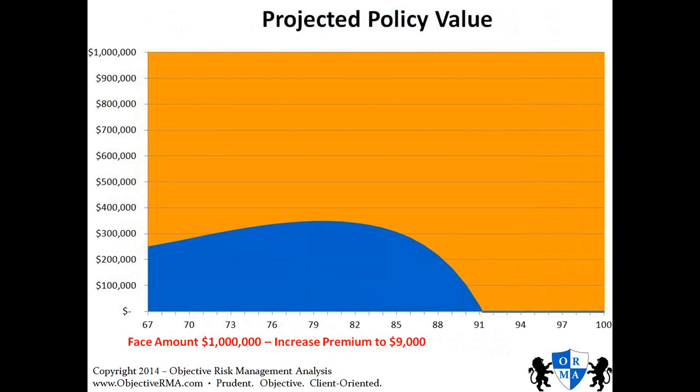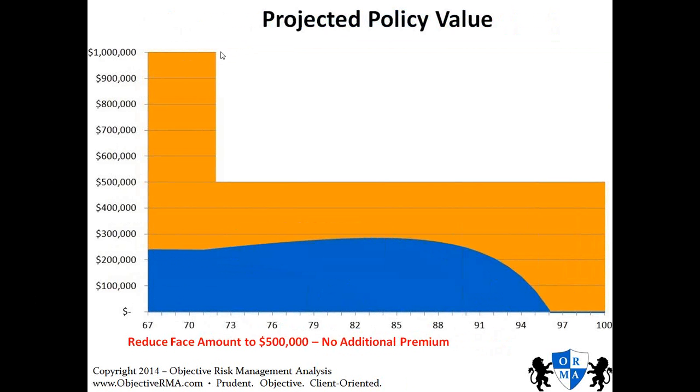One of them being, what if we started paying $9,000 a year to increase the premium? And as you can see, by adding in $9,000 a year in premium, that brings the longevity of the contract to age 91. I can also reduce the face amount and drop it from $1 million to $500,000. Now this insurance corridor is much narrower, therefore the costs are reduced substantially, and as a result, we don't have to put in any additional premium.